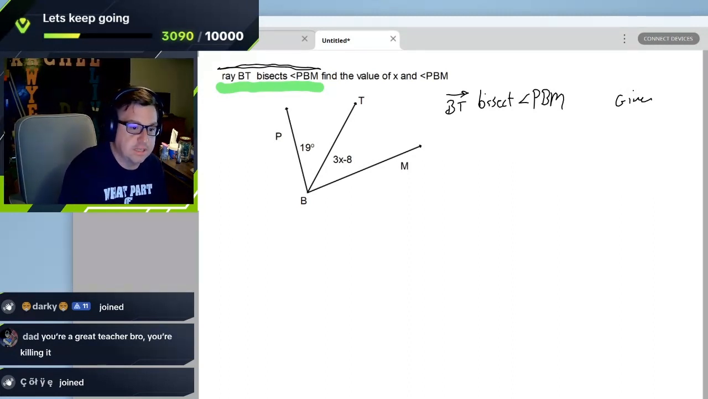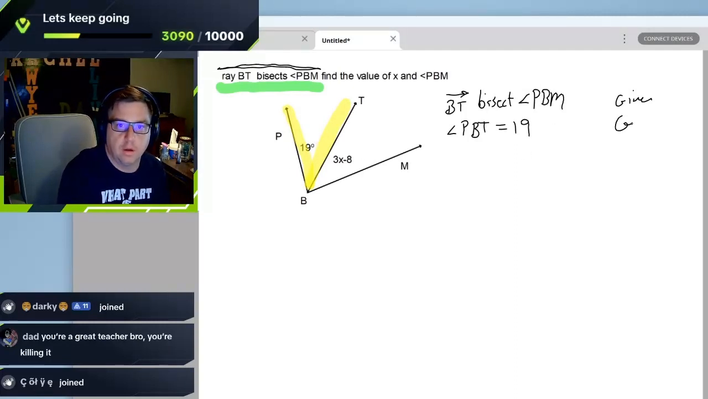Now we can start to steal from the picture. And the first thing I'm going to steal from the picture is this right here. I'm going to steal angle PBT is equal to 19. And I can put the degree symbol on there.